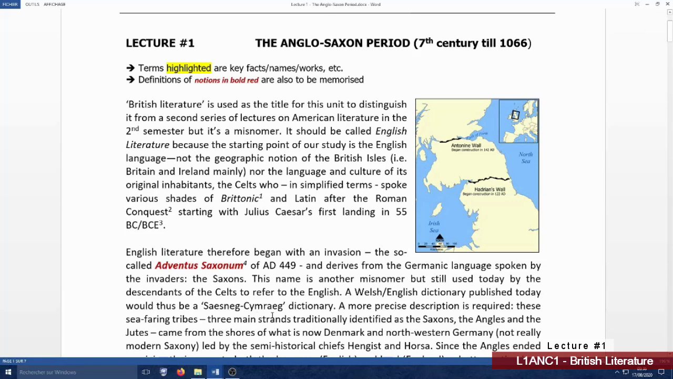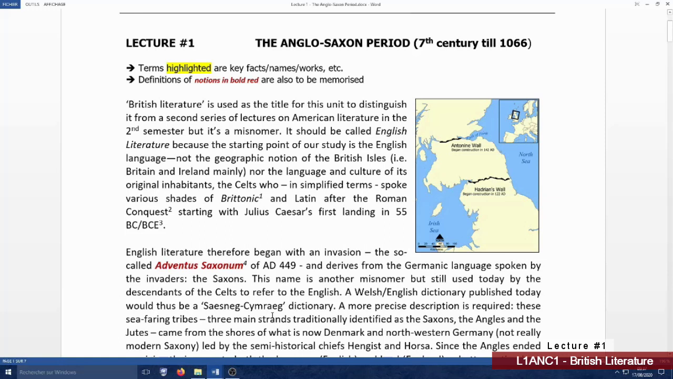Do remember, you've got a map here, do remember the Romans never went to Ireland and they stopped on their way up north. They stopped at Hadrian's Wall, and the farthest they might have gone was the Antonine Wall, but never above the Firth of Forth. Anyway, our real subject, English literature, began with an invasion, the so-called Adventus Saxonum, arrival of the Saxons in AD 449.